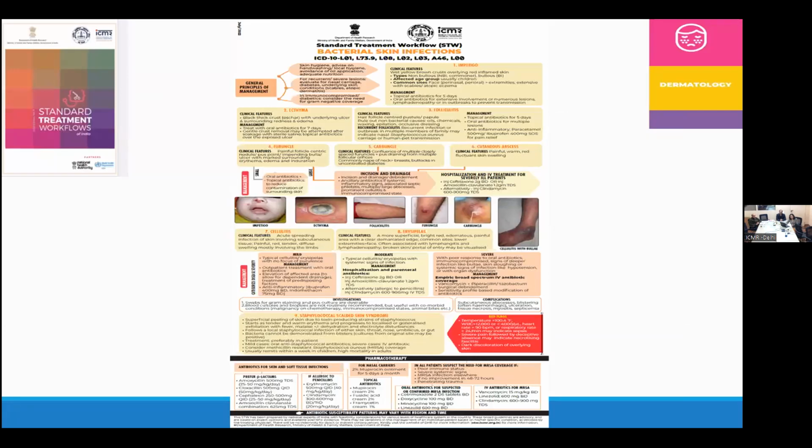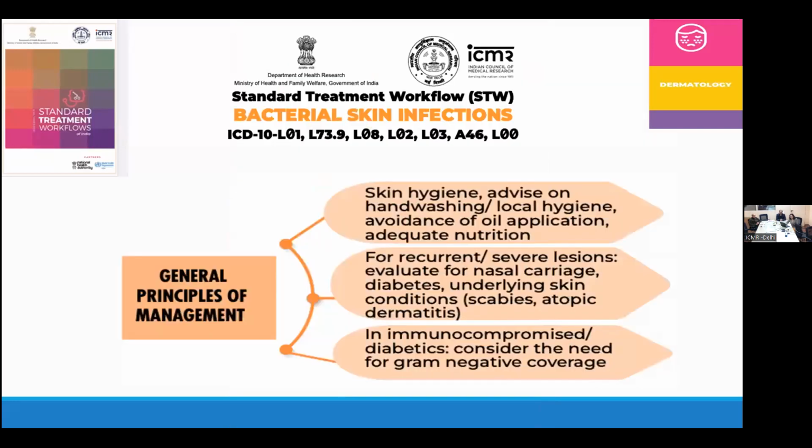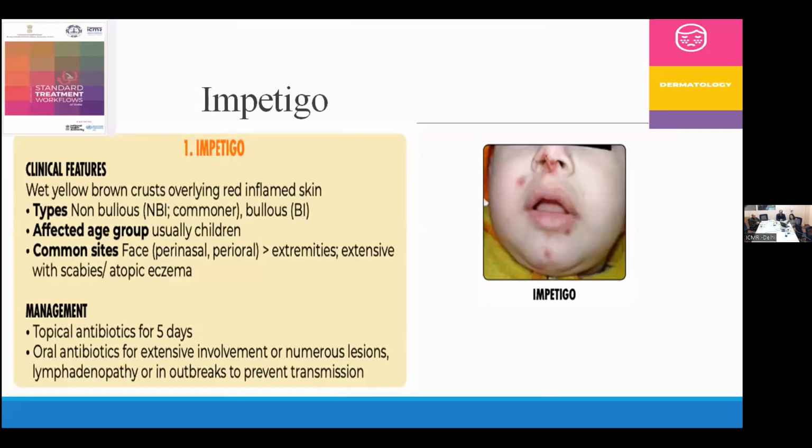The last, we will be talking about bacterial infection. Now, this is one of the busiest, as we know, cutaneous infections are so important. So we talk about the general principles, what to do, how to maintain hygiene, why you have recurrent lesions, look for nasal carriage, atopy, or underlying scabies that may be associated. This is an important message, especially for our medicine friends and pediatricians, and for immunocompromised and diabetic. Then again, the pictorial representation to make it easy.